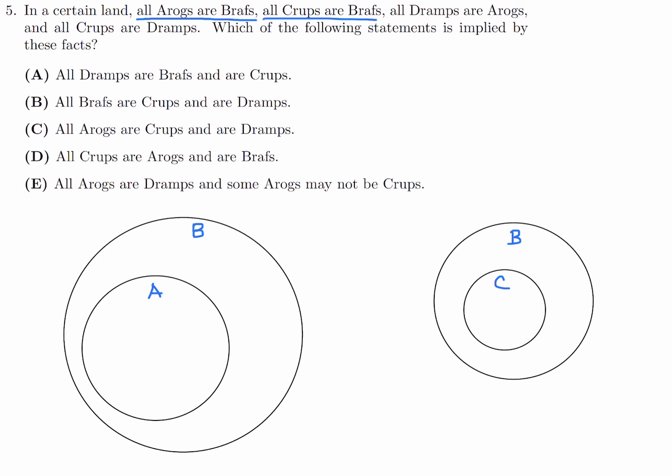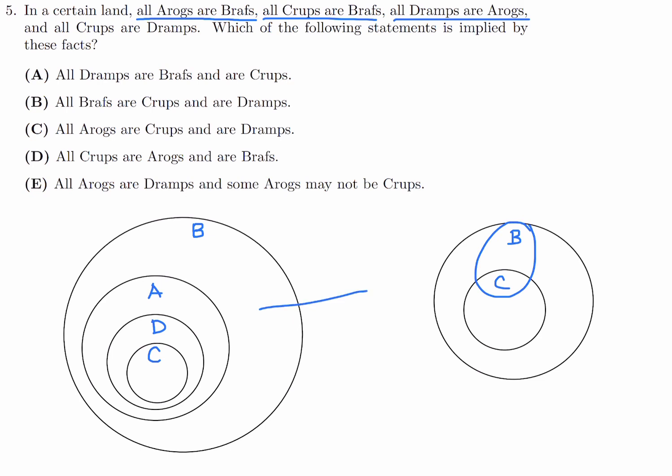All dramps are arogs. Okay, great. I've got arogs already here, so I'll draw another circle inside there to represent the dramps. And there you go, D for dramps. All right, that's taken care of. And all krups are dramps. Okay, great. I've already got dramps, so I'll draw another circle in there to represent the krups. And I think that takes care of all my letters, right? A, B, C, D. Yeah. And then this one is incorporated here. C and D are in there.